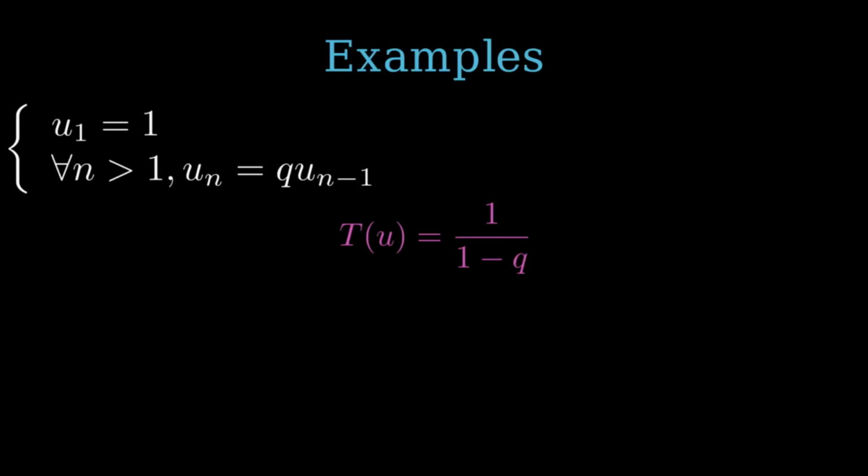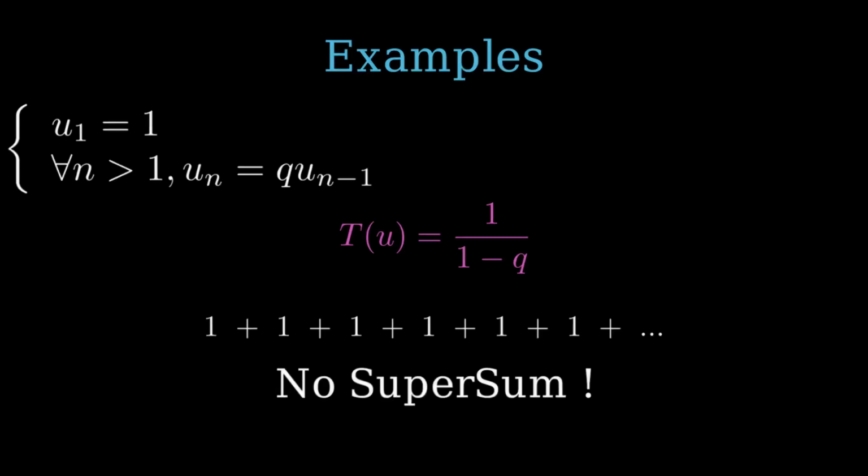We also notice that q can't be 1 because of the denominator, which means that 1 plus 1 plus 1 etc. can't have a supersum. And for those who are curious, we can't have a supersum for 1 plus 2 plus 3 etc. with this supersummation, because of a similar problem. Hope you're not disappointed, you won't see -1/12 in this video.